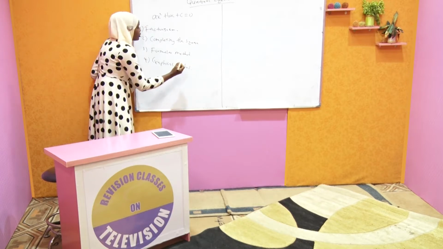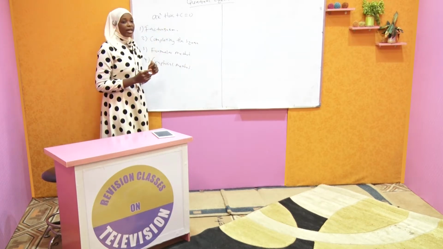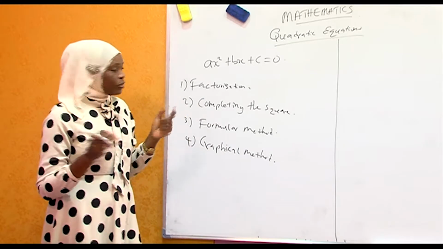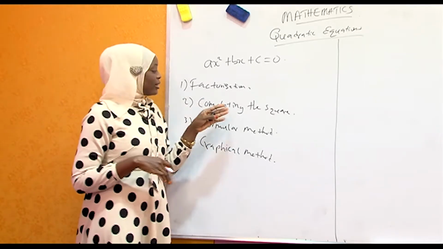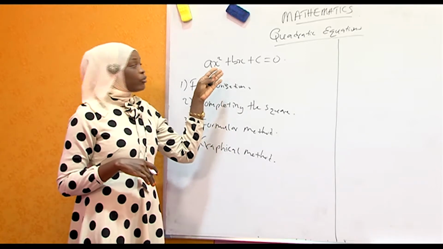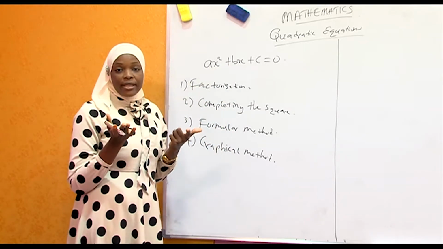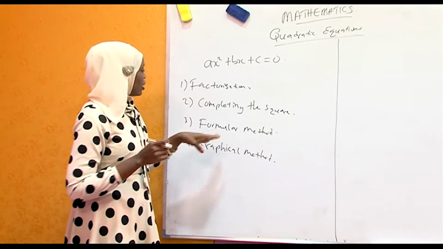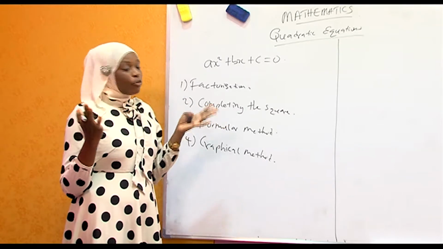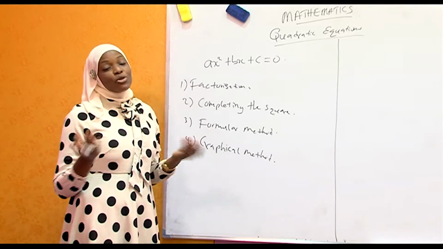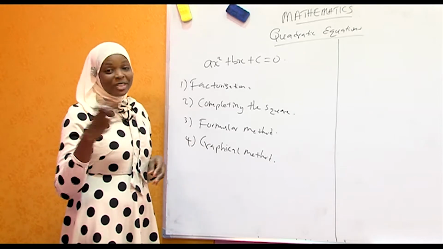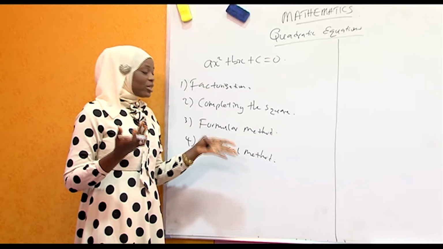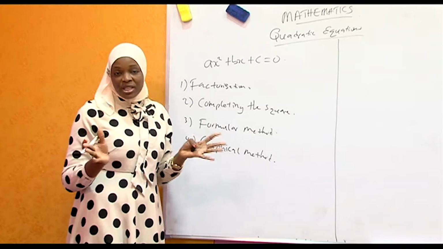The factorization method, I'll just summarize. The factorization method is all about using factors to solve. The completing the square, in this case, you find the coefficient of your x, you halve it and square it, then add it to both sides to complete the square. Your formula method, it has a formula for it. That's why we call it formula method. Some students call it almighty formula, but that's just by the way. Then we have the graphical method. We know anything that involves graphical method is talking about using graph.